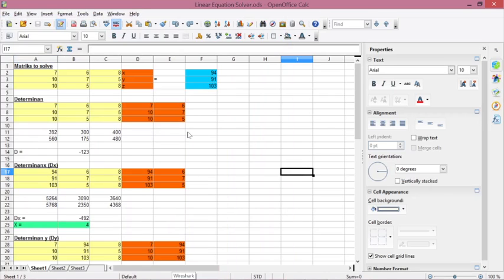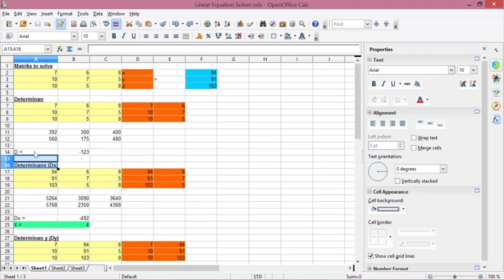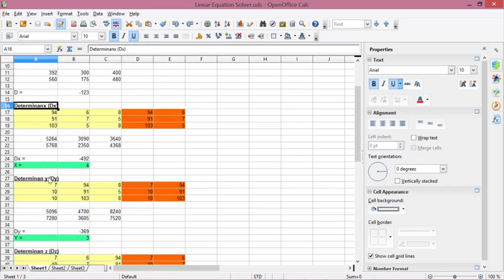In this video, we will learn how to make a linear equation solver using OpenOffice Calc. In my worksheet, there are six sections: matrix to solve, determinant, determinant dx, determinant dy, and determinant dz.